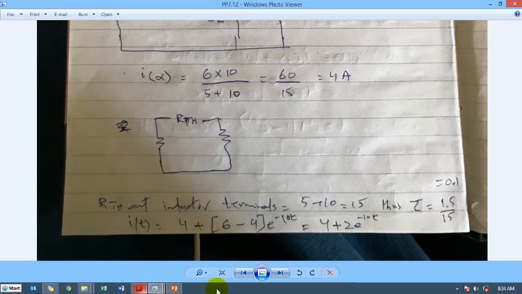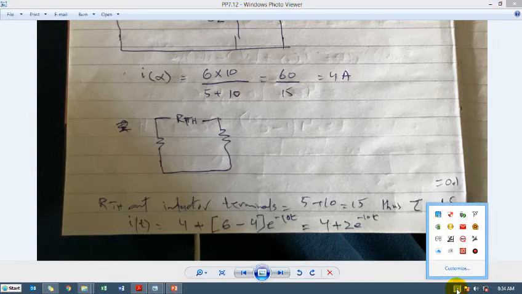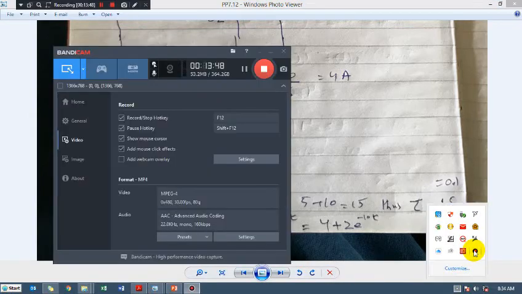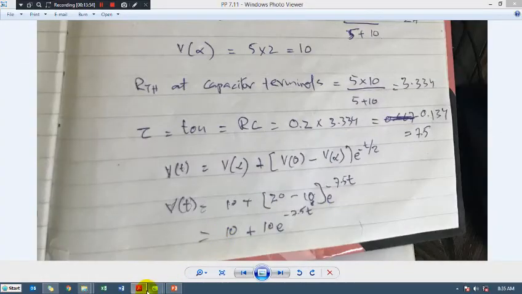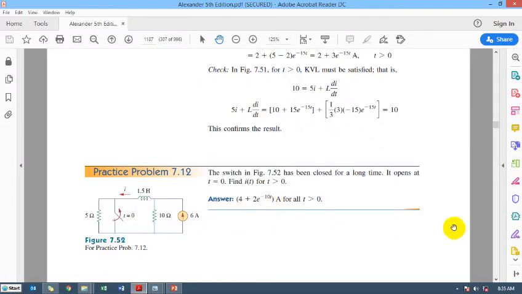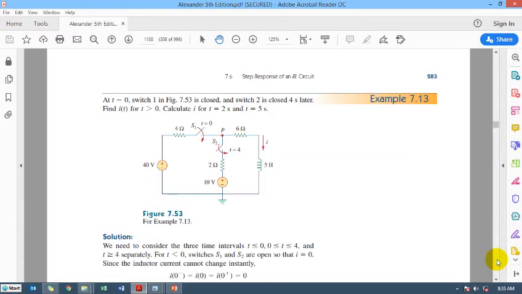Okay, next, how much time have we already recorded? We are already on 13 minutes. So okay, now I will just solve example number 7.13, and this example says that there are two switches.